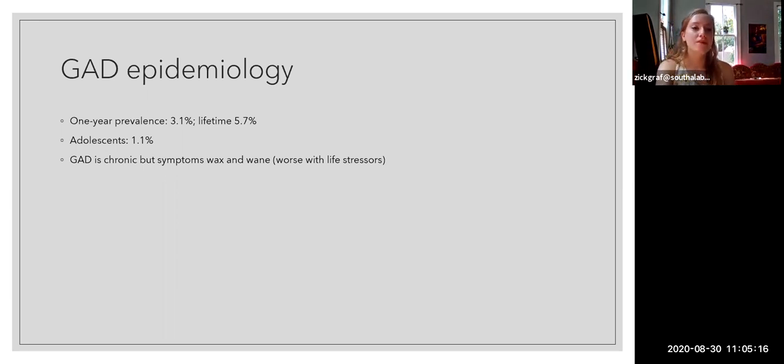So in terms of prevalence, GAD is about as common as panic disorder. About 3% of people meet criteria for GAD each year. So that's the 1-year prevalence. And then the lifetime prevalence is about 6%.